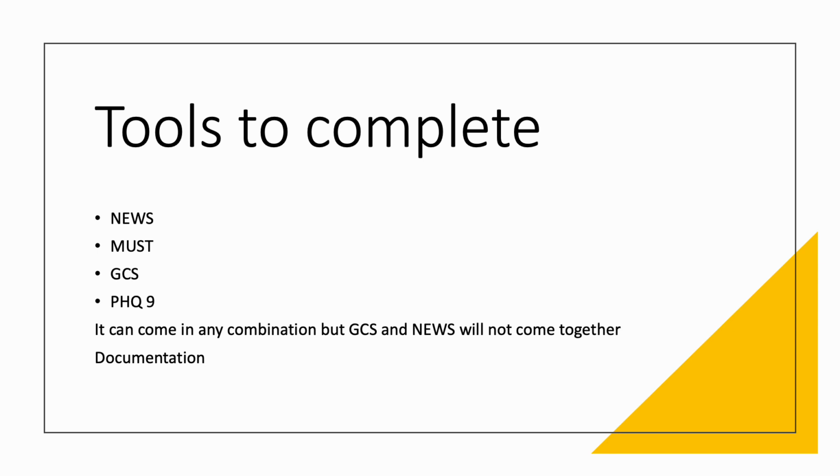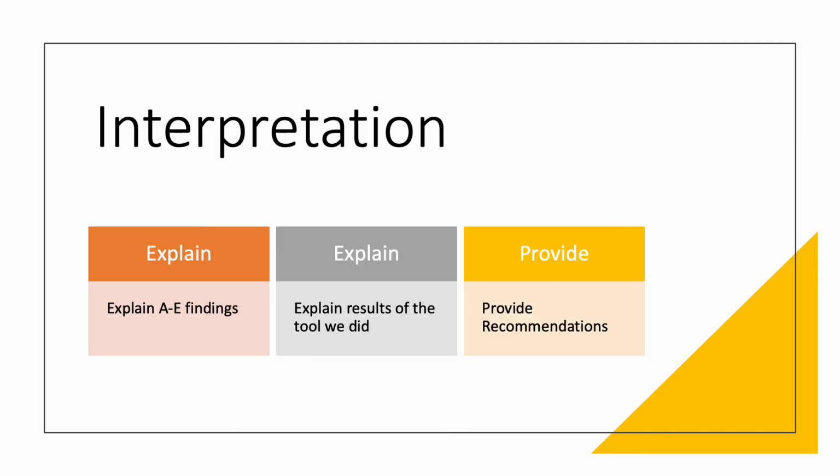I just want to mention that it can come in any combination, but GCS and NEWS will not come together. Why? Because GCS also has a place where we record the vital signs, and NEWS also has a place where we record the vital signs. So either you will get GCS or NEWS, but never together. But it can come in other combinations: you can get NEWS and MUST, GCS and MUST, NEWS and PHQ-9, GCS and PHQ-9, or even GCS, MUST and PHQ-9. So just be aware of it.